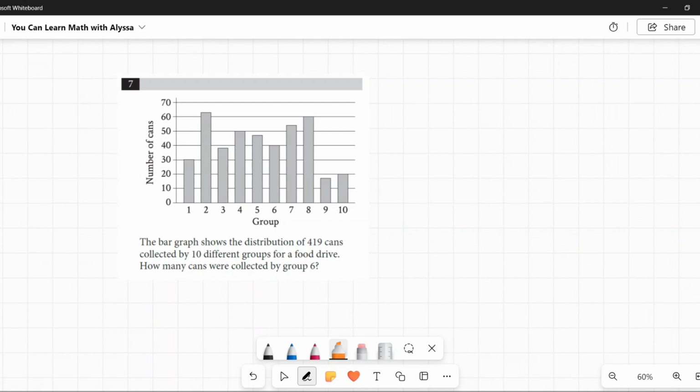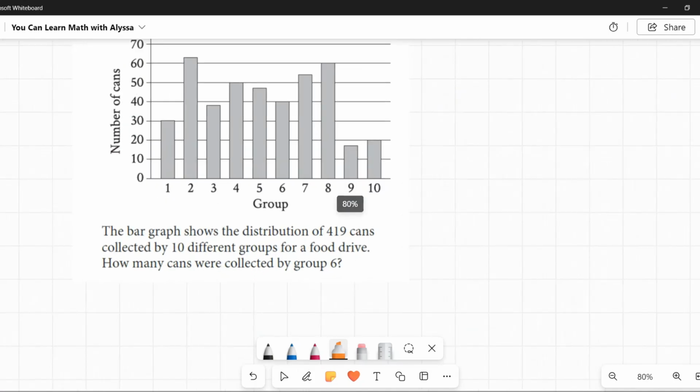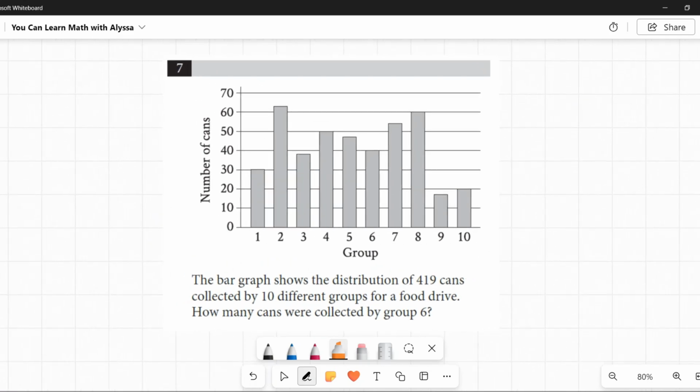Number 7, we have a graph here. The bar graph shows the distribution of 419 cans collected by 10 different groups for a food drive. How many cans were collected by group number 6? So there's no math here. When I say math, I mean no calculations here. They are just testing your ability to read a bar graph. Now, one of the big things is not present in this graph. I want to be clear on that.